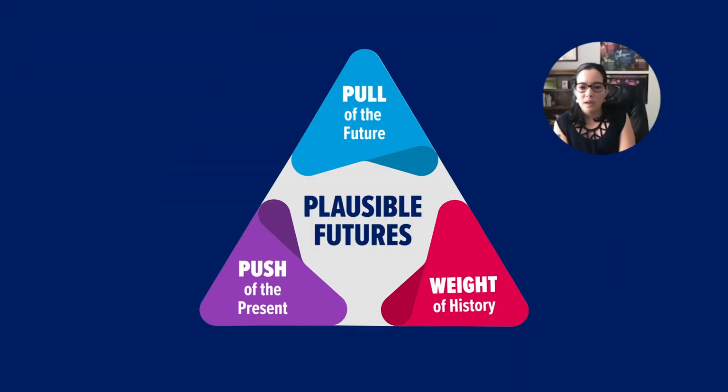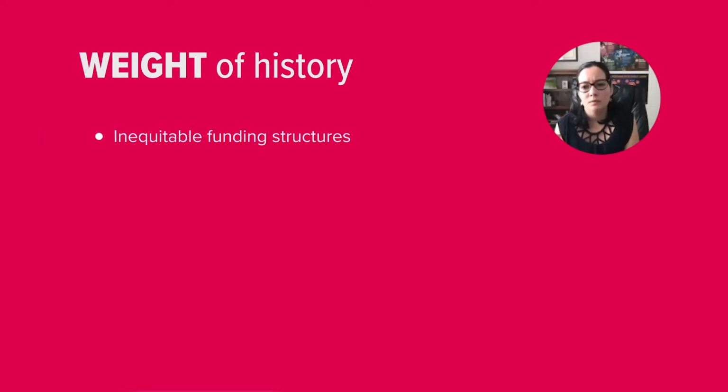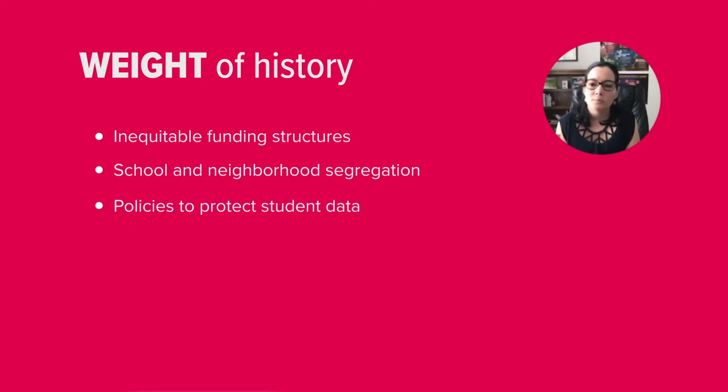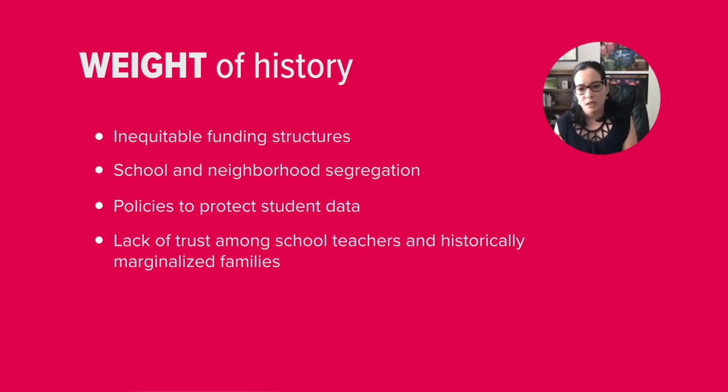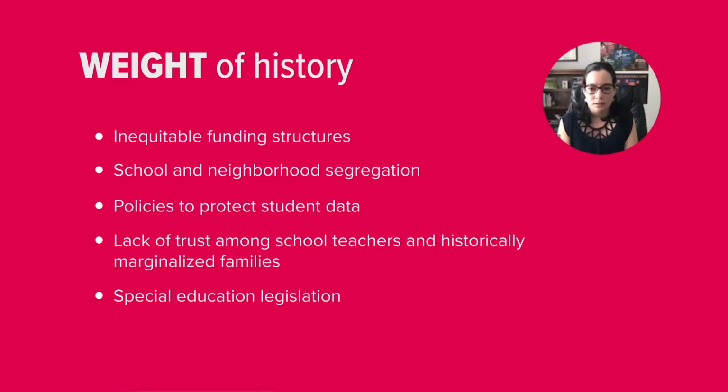Yeah. So on the weight of history, we have inequitable funding structures, school and neighborhood segregation, policies to protect student data, lack of trust among school leaders and historically marginalized families, and special education legislation. And then again, you can see that some of them are what we call sources of instability that would set a standard for something to happen, like the policies to protect student data. But some of them could also be seen as obstacles for change in other areas.